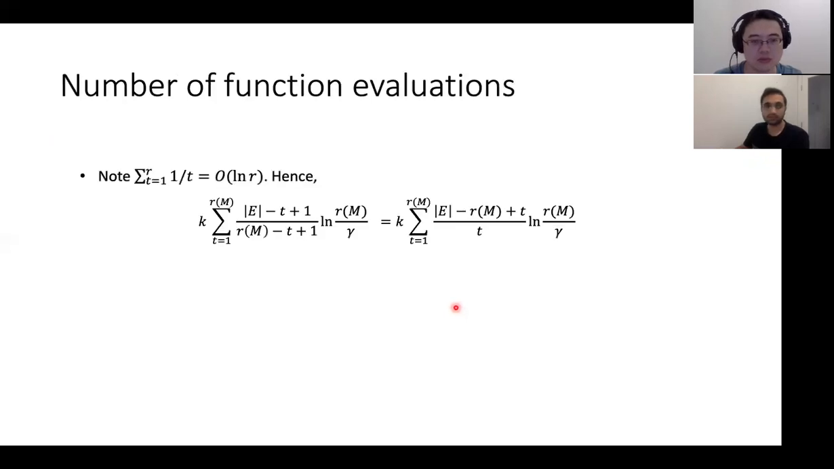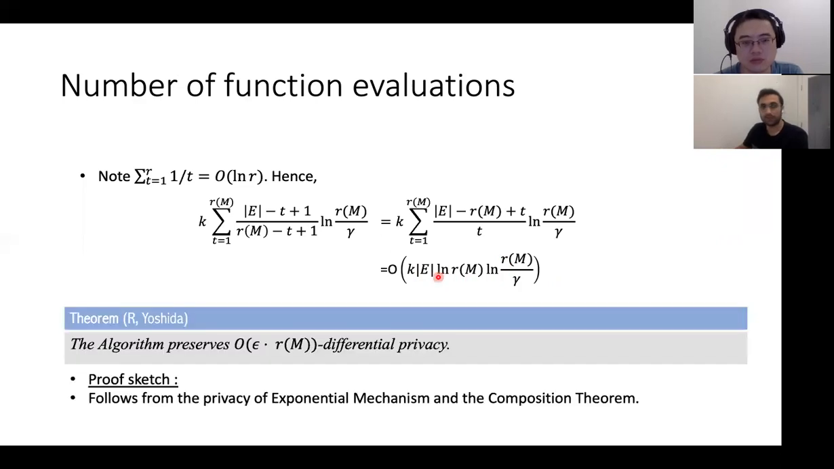Then one can prove that if we use this sampling technique, the number of function evaluations is going to be k times the size of the ground set times some logarithmic factor, which is linear in the ground set. And the privacy analysis is identical to the previous case. We have the exponential mechanism and we use it for Rm rounds, which is going to give us epsilon times Rm differential privacy.